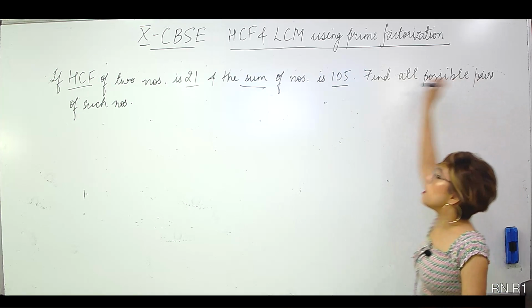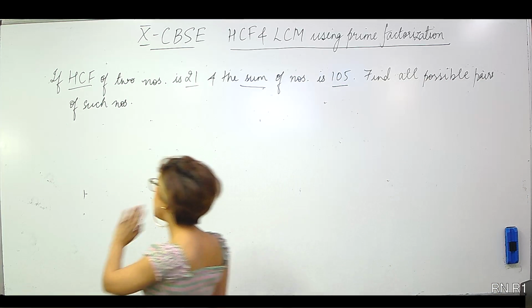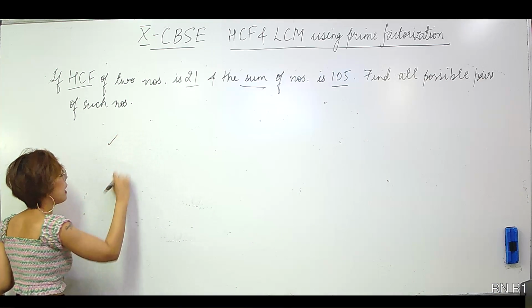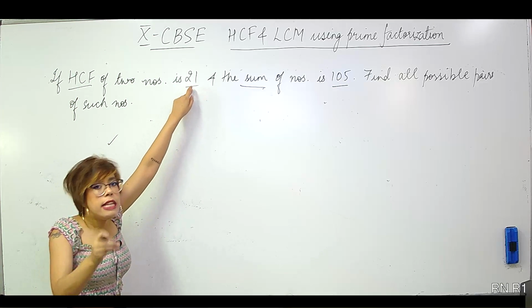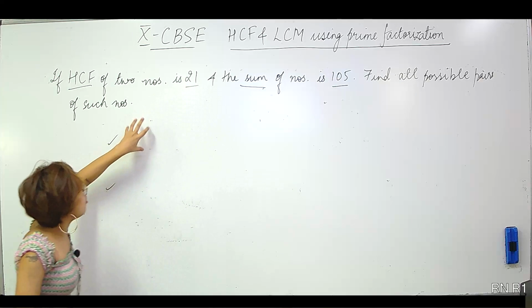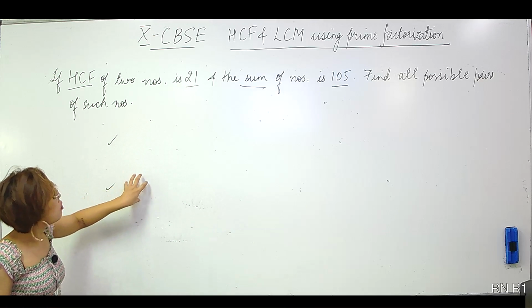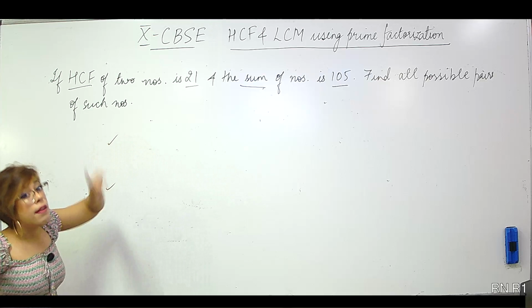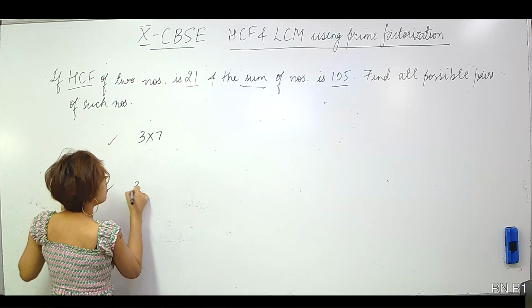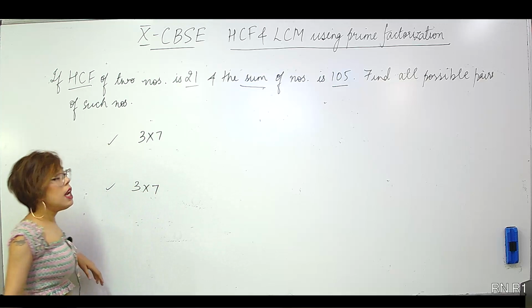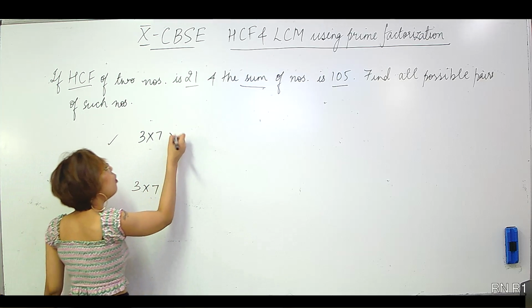Find all such possible pairs of numbers. So I'm talking about two natural numbers, first number and second number. Now he says the HCF is 21. Now highest common factor is 21. That means 21 should be present over here and 21 should be present over here. So that means in the prime factorization I should have 3 into 7, and in the prime factorization I should have 3 into 7. Now along with this I can have more numbers.